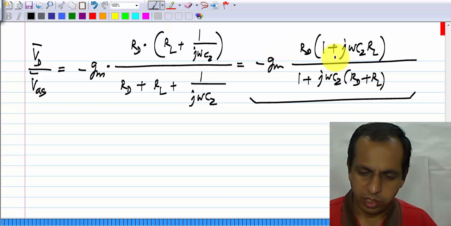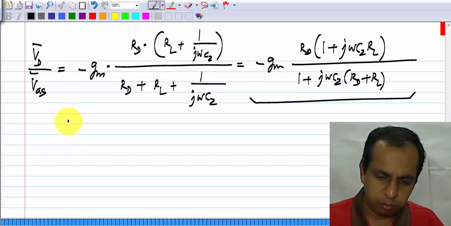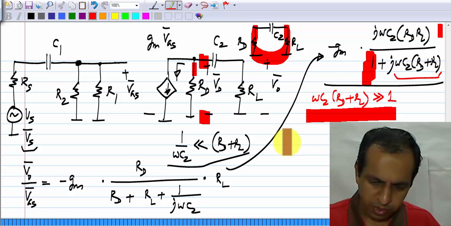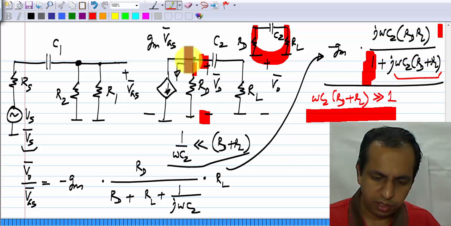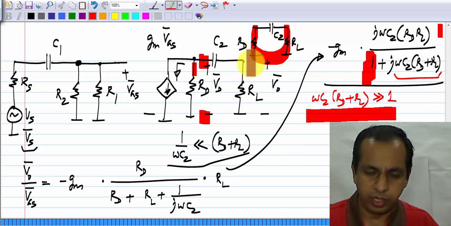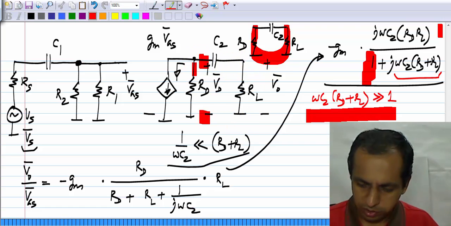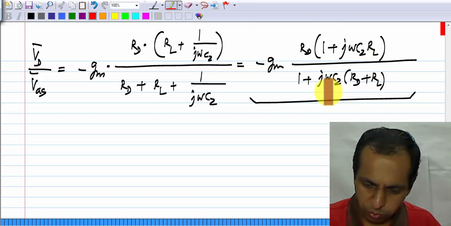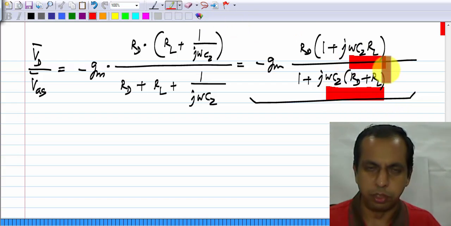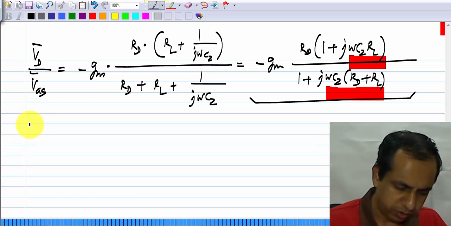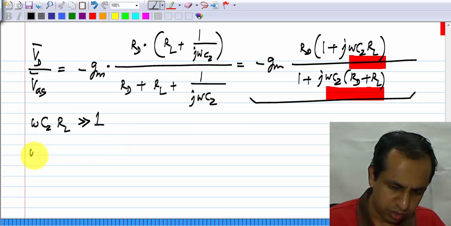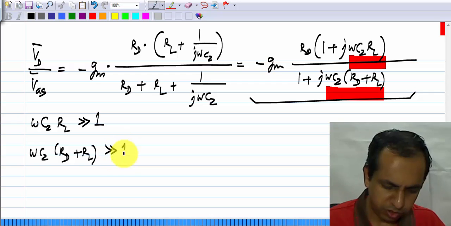So, in this case you have to satisfy both conditions. That is, you want the voltage here to be equal to V O, not much larger than V O. You want this number to be much more than 1 and this number to be much more than 1. That is, omega C 2 R L to be much more than 1 and omega C 2 times R D plus R L to be much more than 1.